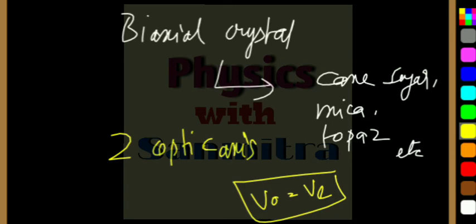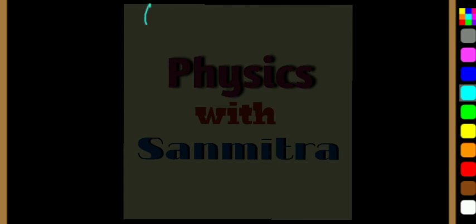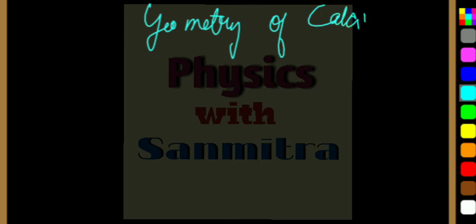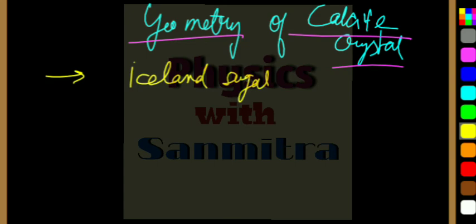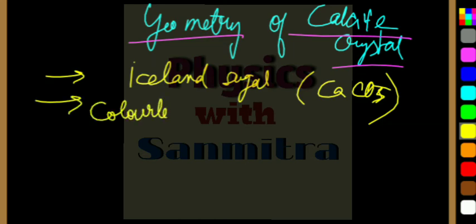And here one more thing, let us study briefly the geometry of the calcite crystal. Calcite crystal is also known as Iceland spar, and it is a kind of calcium carbonate. The formula is CaCO3, and this is also a colorless crystal. You can note down these points.